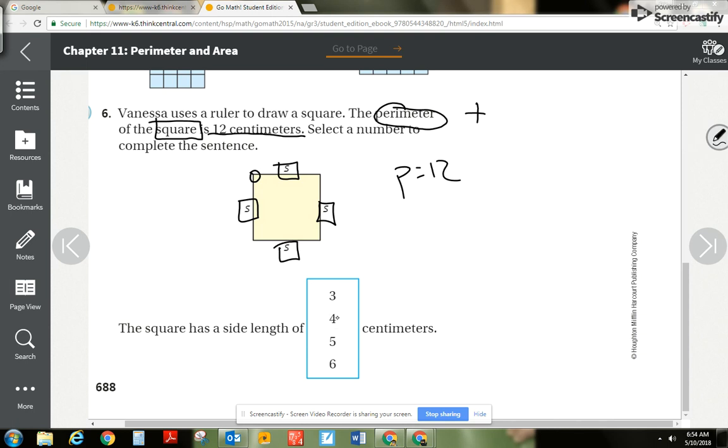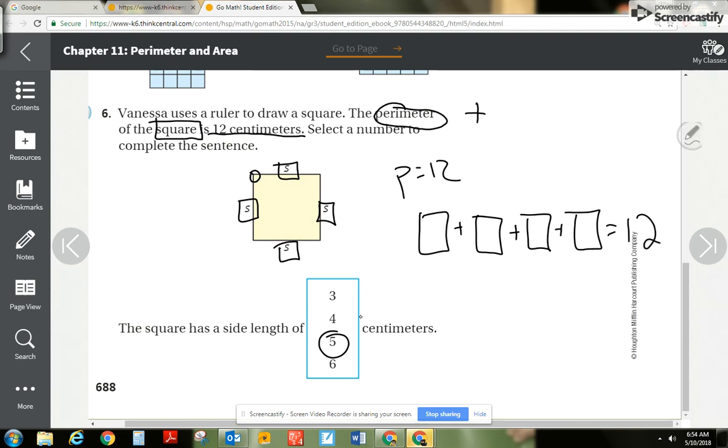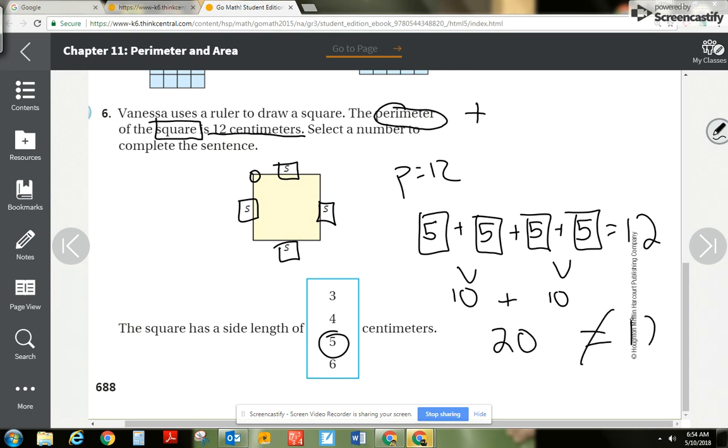Let's go ahead and do 5 centimeters. So it would be blank plus blank plus blank plus blank equals 12. Let's say I guessed 5 first. 5 plus 5 plus 5 plus 5 equals 12? Well, that's 10. That's 20. 20 does not equal 12. So, no, it's not 5.